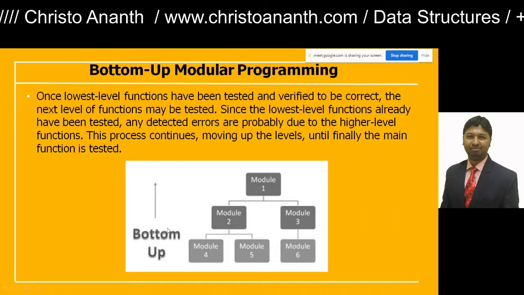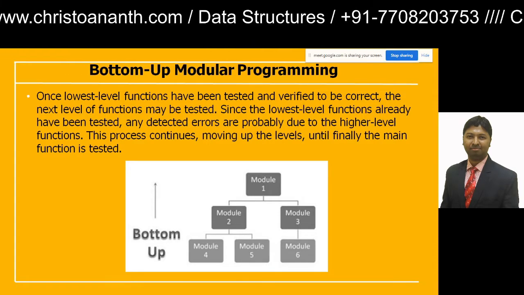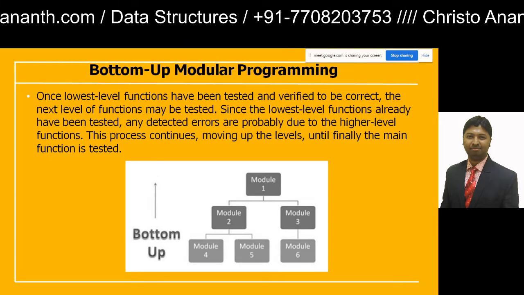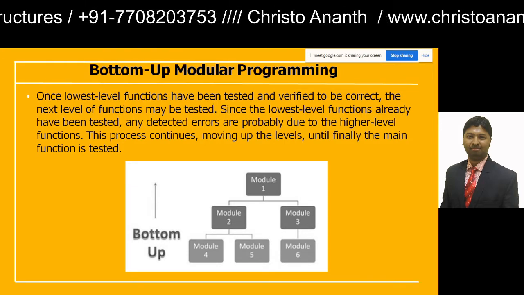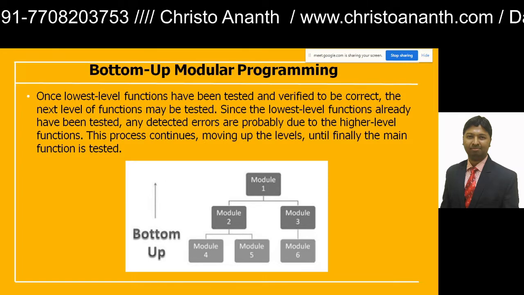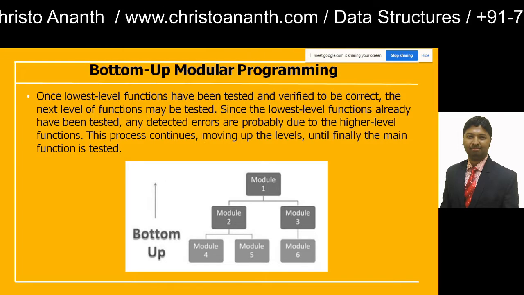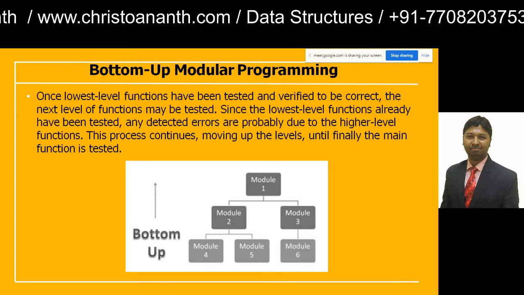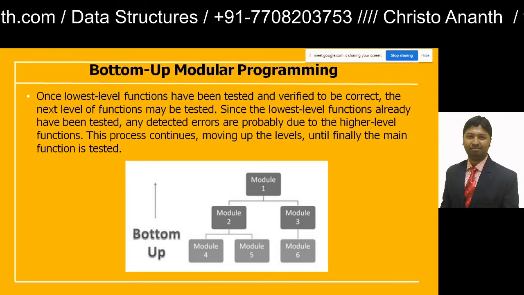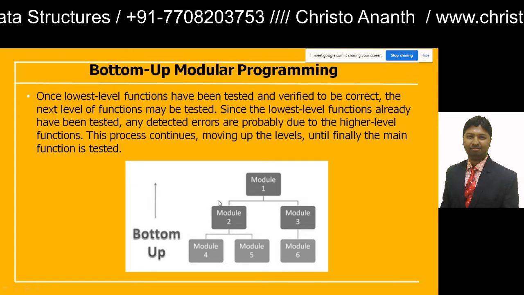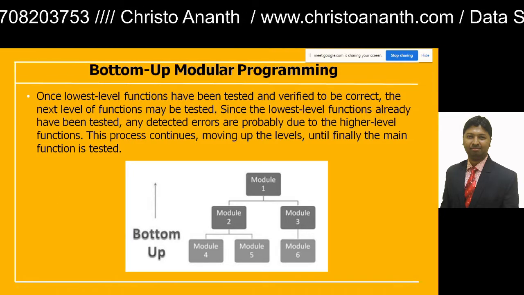So that's what I told you. Once the lowest level functions have been tested and found to be correct, the next level of functions can be tested. Since the lowest level functions have already been tested, any detected errors are probably due to the higher level functions. So generally the process continues. Like 4, 5 and 6 are tested, and afterwards 2 and 3 are tested. Finally module 1 is tested. So this process continues until the main function, like module 1, is tested. So this is bottom-up modular programming.